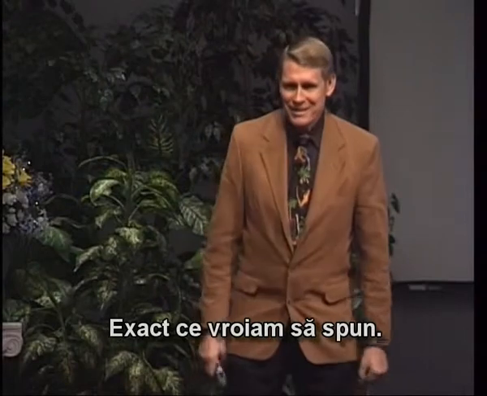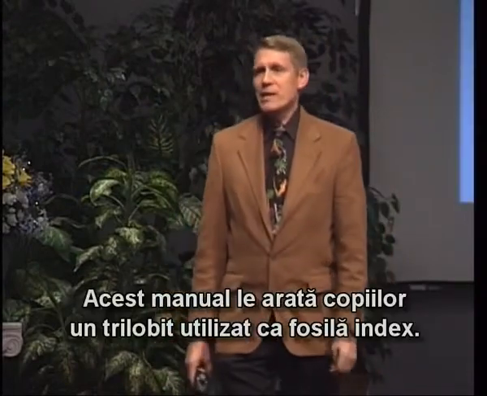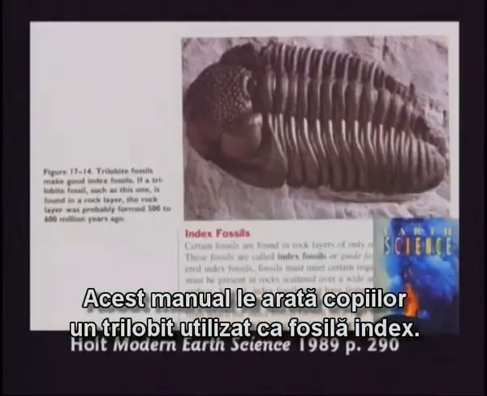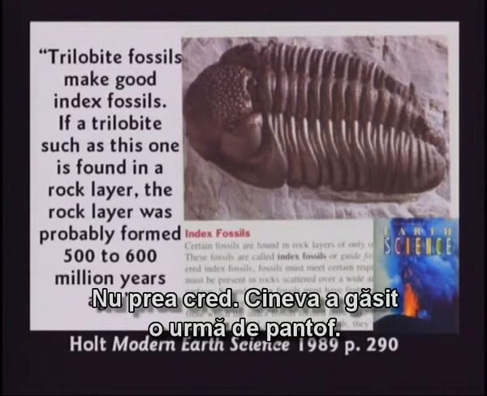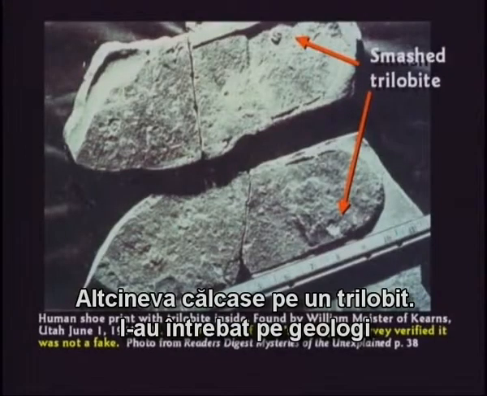Precisely my point. This textbook shows the kids a trilobite. And it says a trilobite's a good index fossil. If you find a trilobite, it probably lived 500 to 600 million years ago. I don't think so. Somebody found a human shoe print where the guy had stepped on and smashed a trilobite.